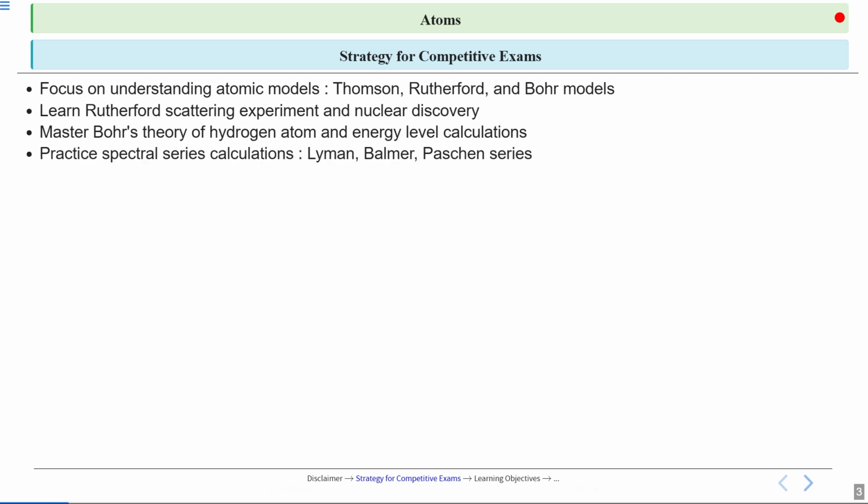And you have to practice the spectral series calculation, Lyman, Balmer, Paschen series, and other series. Also you should study the atomic spectra and the relationship between the energy levels and emitted photons. That is also a very important topic from the point of view of competitive exams. You should know the relationship between the energy levels, the radius of the electron in any orbit, and Bohr postulates, which are very important topics of this chapter.